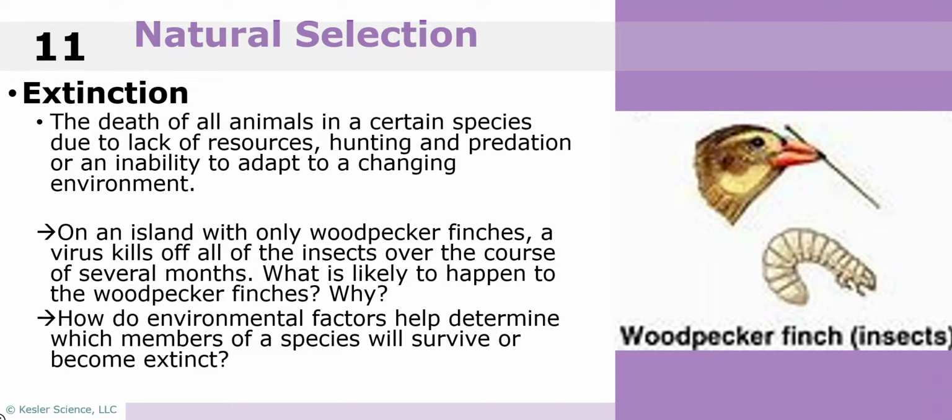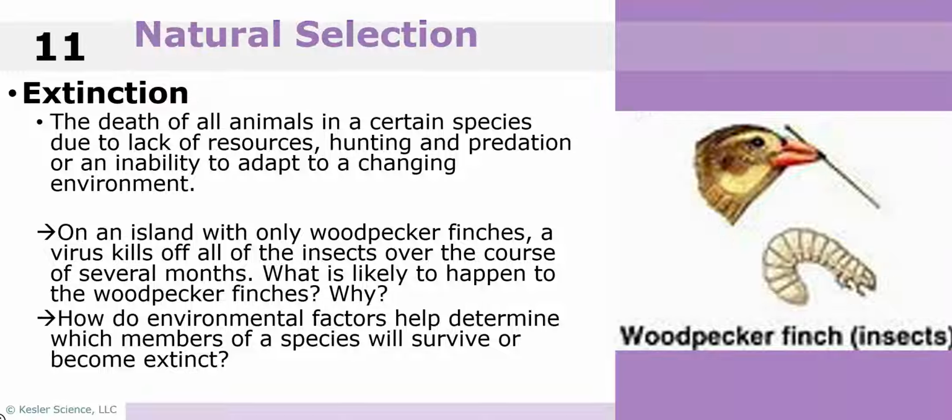So the first question here says, on an island of only woodpecker finches, and as you see in the picture, the woodpecker finch is going to eat insects. On an island of woodpecker finches, a virus is going to kill off the insects over the course of several months. What's going to happen to the woodpecker finch? Well, they ran out of a resource. They ran out of the food resource. They're likely going to go extinct if they can't fly to another island, or if the virus does not come to an end.